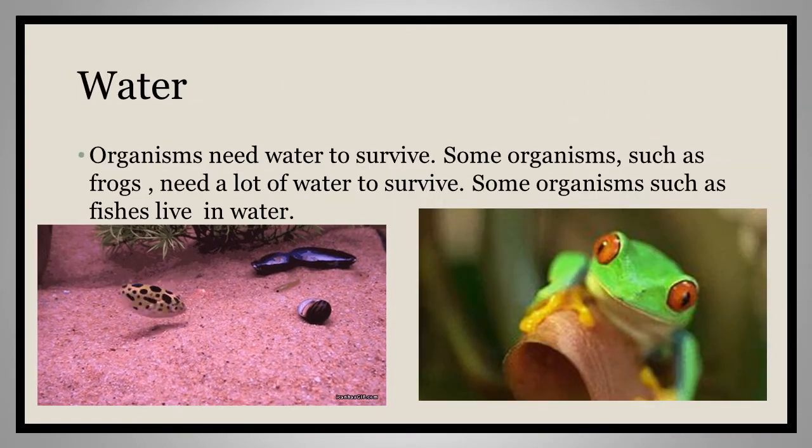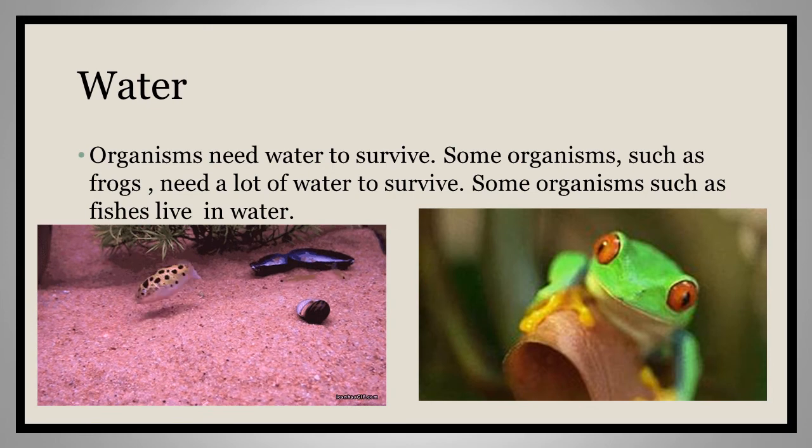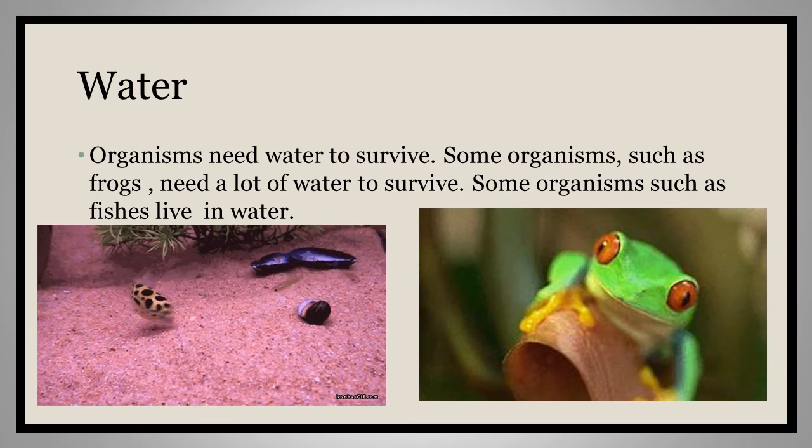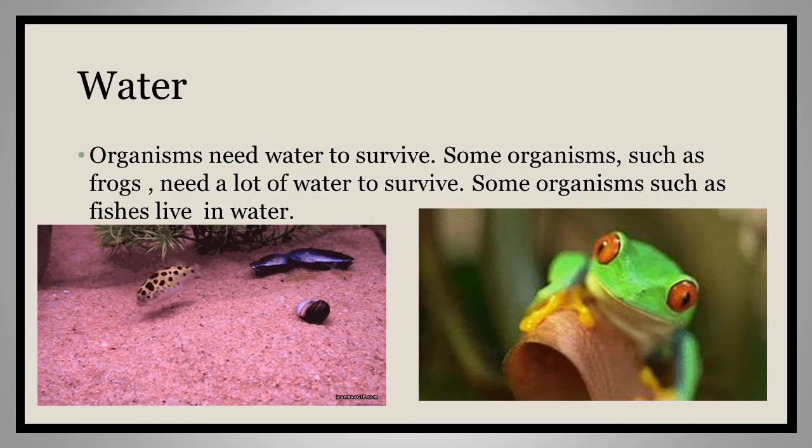Water. Organisms need water to survive. The amount of water in a habitat depends on how much it rains. Some habitats get their water from ponds or rivers. Some organisms such as frogs need a lot of water to survive. Some organisms such as fishes live in water.